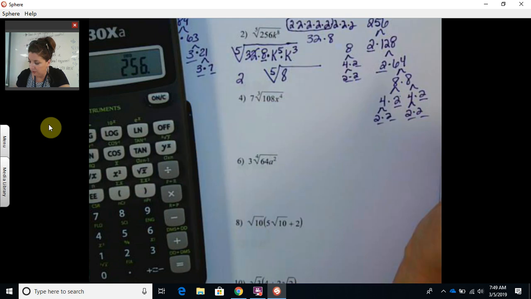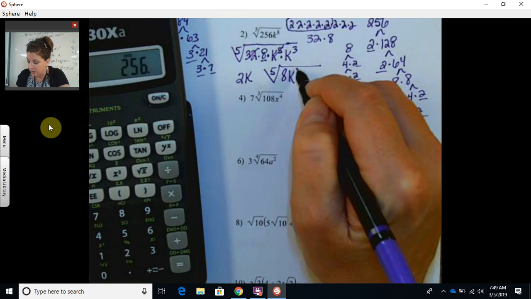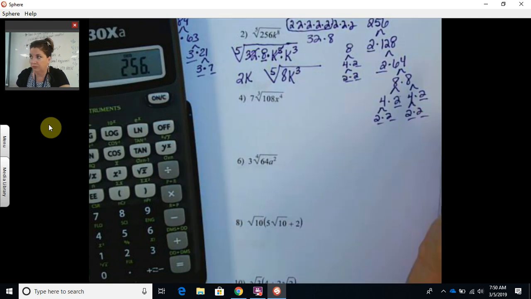What is the 5th root of k to the 5th? Okay, that goes outside. Can we take the 5th root of k cubed? No, we don't have enough, right? So k cubed stays under the radical. And that's your final answer. We good with that? Okay.